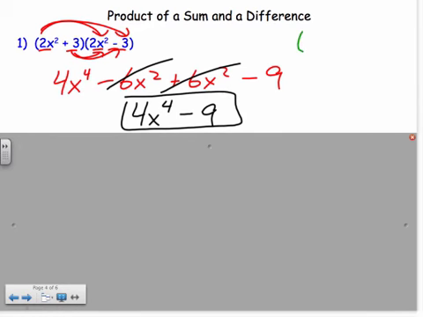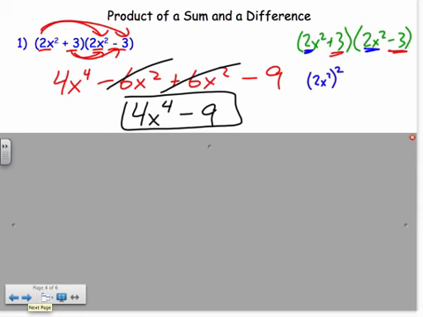So let me rewrite this up here. I had 2x squared plus 3 and 2x squared minus 3, and we're multiplying them. So all that really happened was, if you take a look at our first term, that 2x squared, we just squared that. And our second term, we squared that as well. A 3, right? We squared that 3. So we had a 4x to the 4th and a 9.